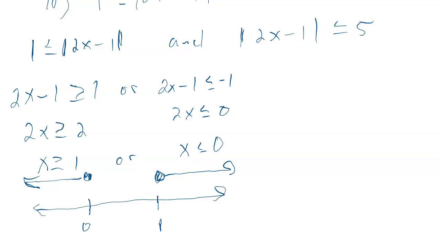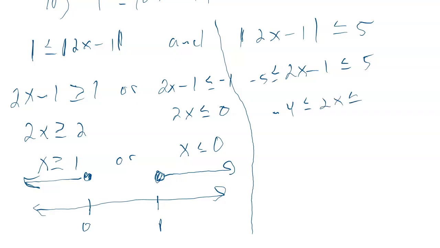So unfortunately, this turns into like 4 equations. But this is 2x minus 1 is somewhere between 5 and negative 5. And then I just solve this. I add 1 to both sides. So I get negative 4 is less than or equal to 2x, which is less than or equal to 6. And then I divide by 2. So I get negative 2 is less than or equal to x, which is less than or equal to 3. All right, and then this is the solution here. So this is negative 2 and 3.